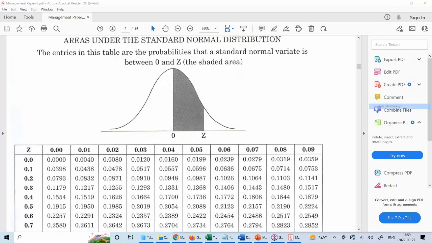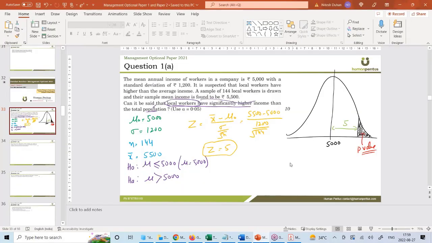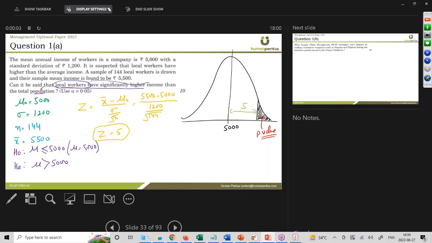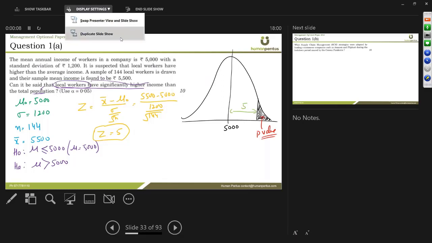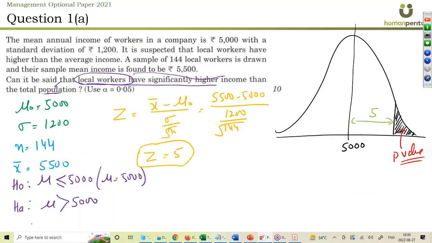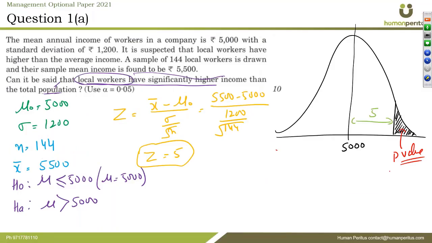ठीक है, so let's come back to our question. So my p value is 0, or you can say close to 0, it's almost 0.